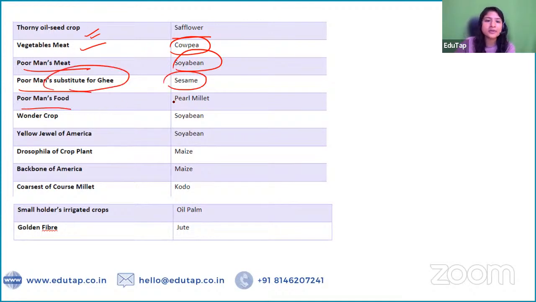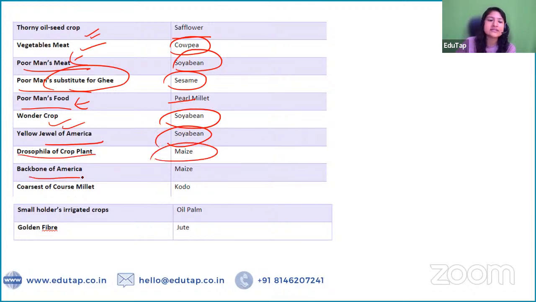Poor man food, pearl millet. ठीक है, food pearl millet है, please keep in mind. Meat is your soybean. फूड क्या है, पर्ल मिलेट है. Wonder crop is soybean. Yellow jewel of America is soybean. Drosophila of crop plant is maize. Then we have backbone of America, maize. We have crossroad of coarse millet, kodo. We have smallholders' irrigated crop oil palm and golden fiber jute.